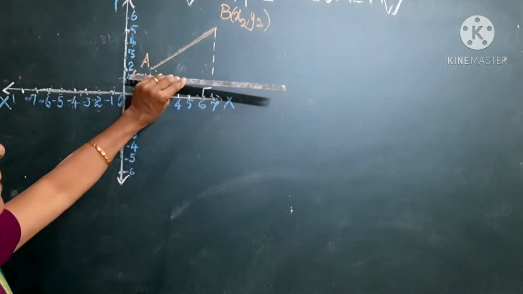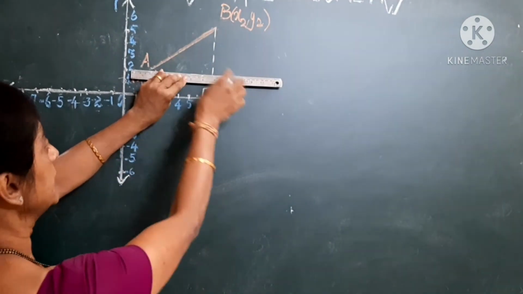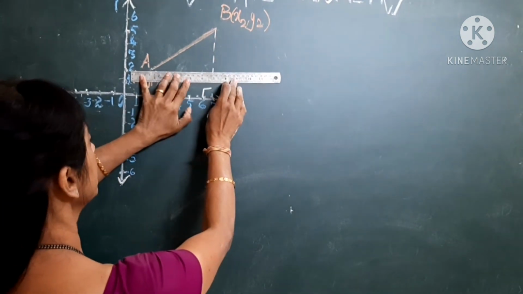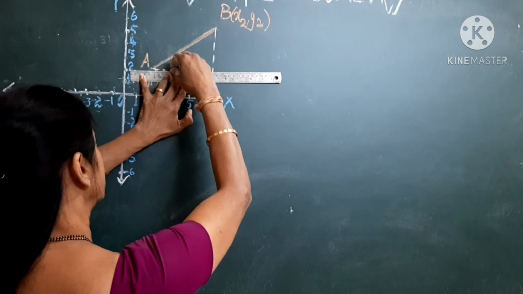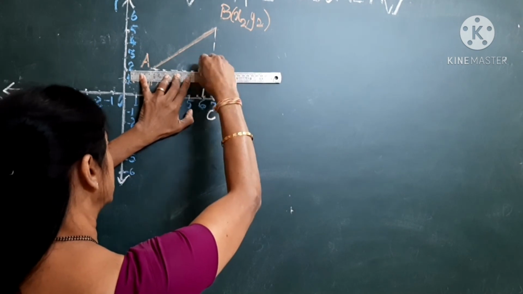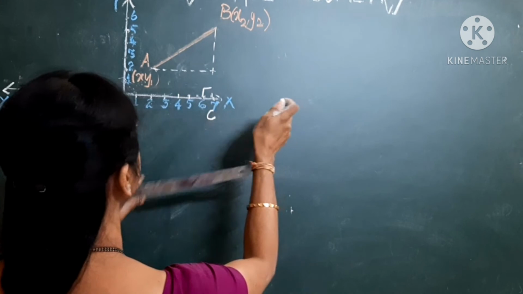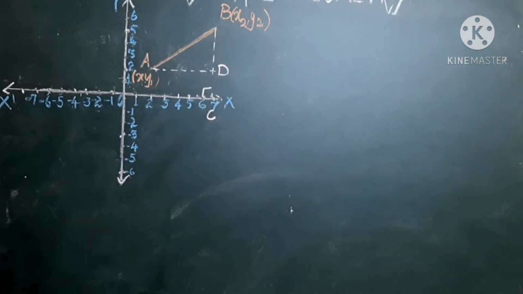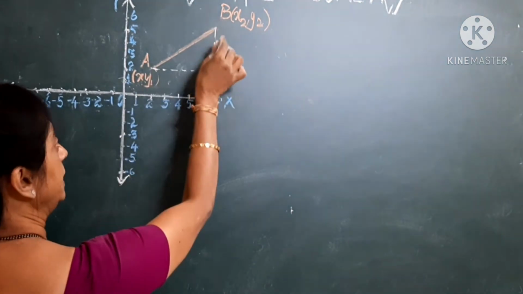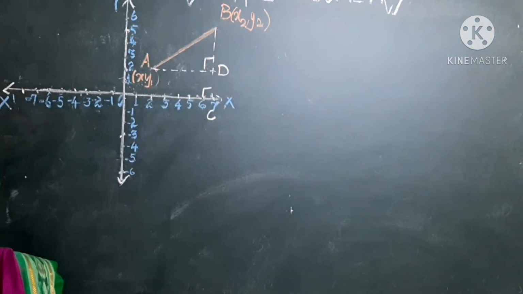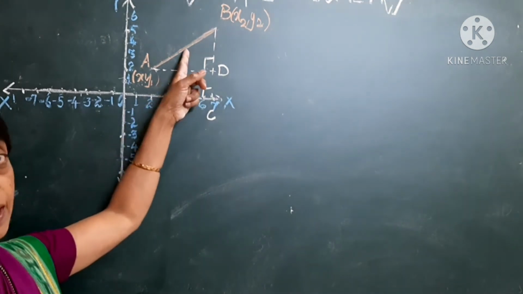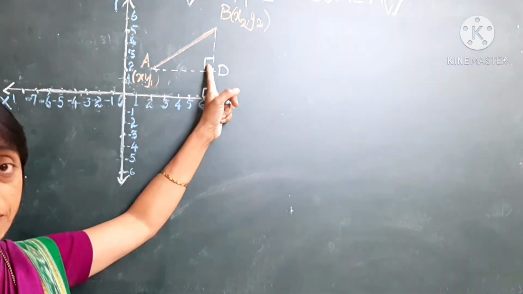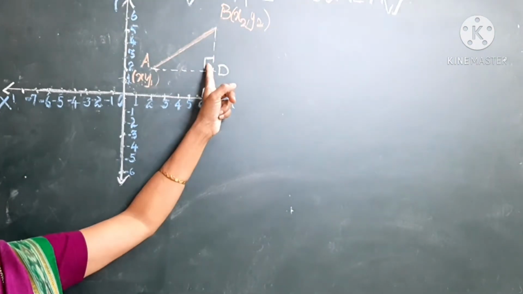Similarly, let's drop a perpendicular from point A, cutting this first perpendicular, which you can name as BC. So here we are. Let's mark this as point D. If we see, triangle ADB forms a right angled triangle, and we know what AB is. It is the hypotenuse, the side opposite the angle which is equal to 90 degrees.